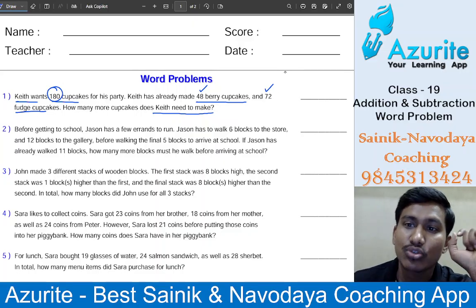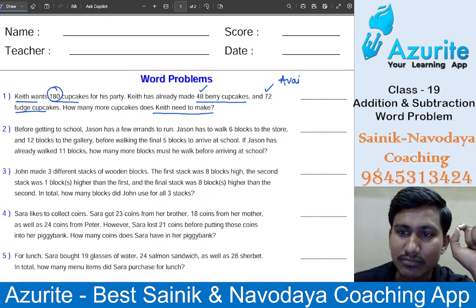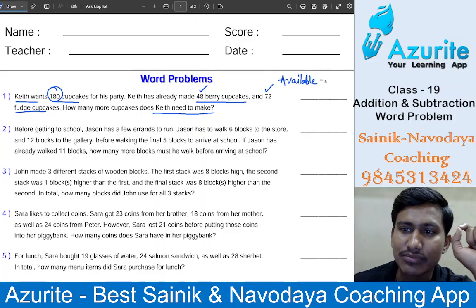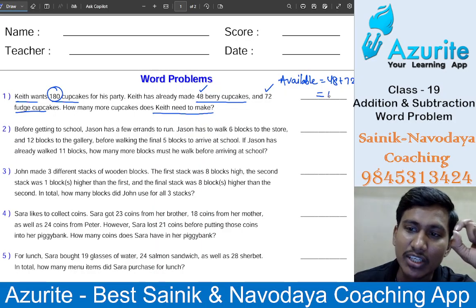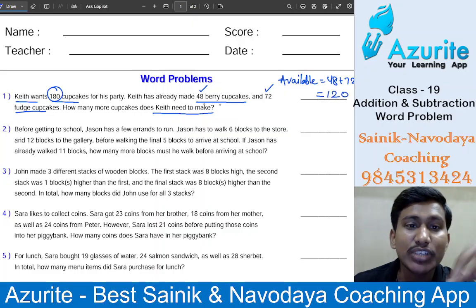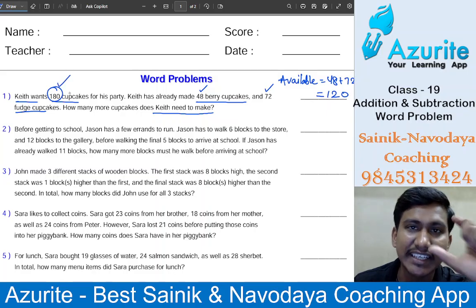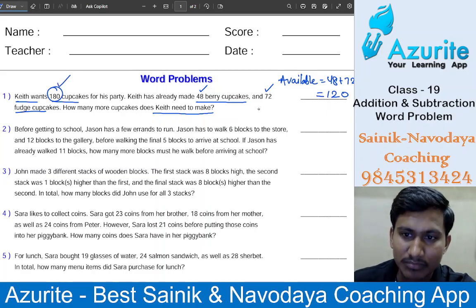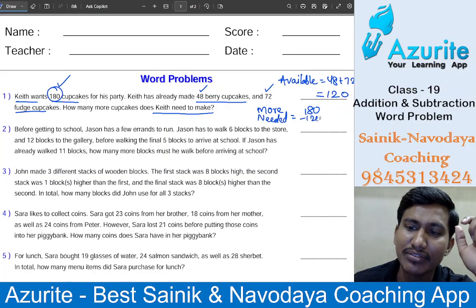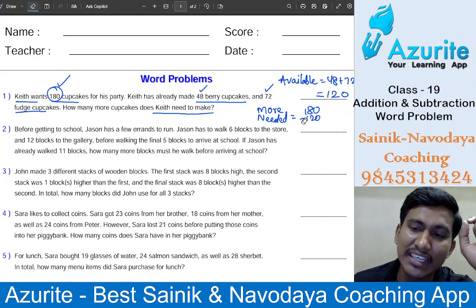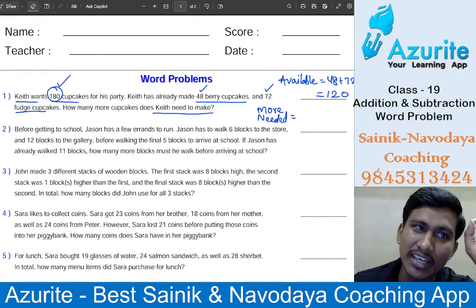So cupcakes available are how many? That is 48 plus 72. If you add them both, it will be 120 cupcakes available. Now the total required is 180. So how many more are needed? We have to minus from 180. So 180 minus 120, if you minus, it will be how much? 60 more are needed.